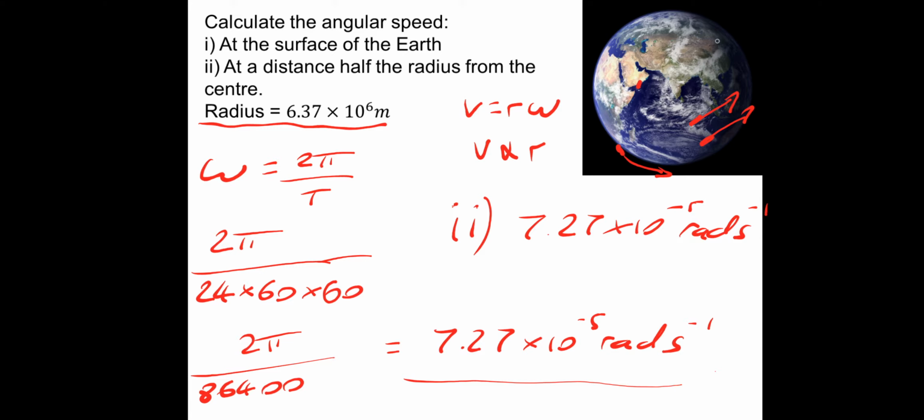Okay, let's move on. So let's have a go at this one. If you want to pause and have a go, then I'll take you through it. What is the angular speed of a car wheel of diameter 0.4 meters when the speed of the car is 108 kilometers per hour?